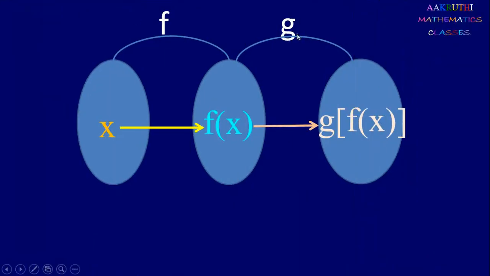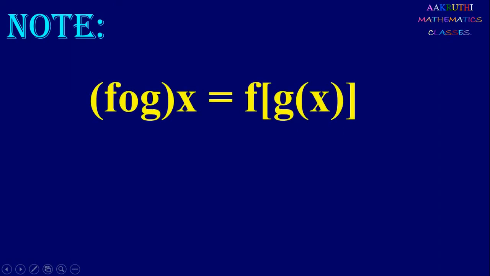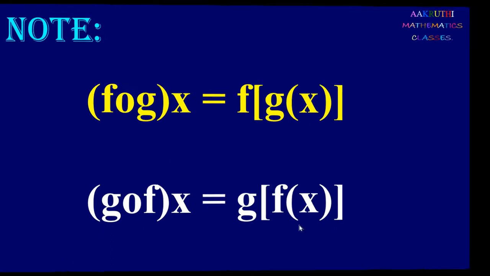Now here we have two functions f and g. So x is related to f of x by the function f and f of x is related to g of f of x under the function g. So therefore x is related to g of f of x. So g of f of x is the composite function of f and g. Next, note: f composite g of x equal to f of g of x and g composite f of x is g of f of x. That is, composite function f composite g of x can be written as f of g of x and g composite f of x is g of f of x.